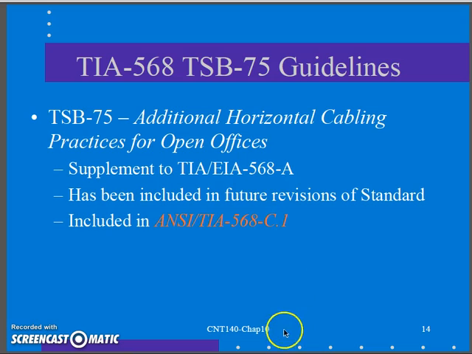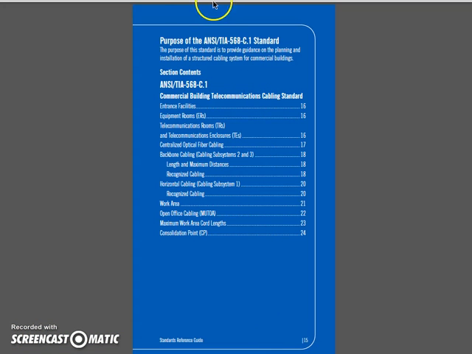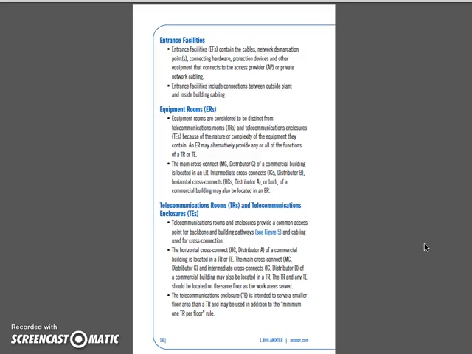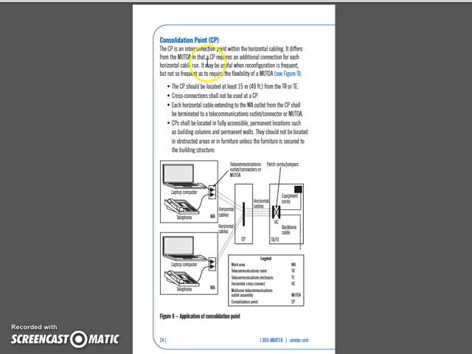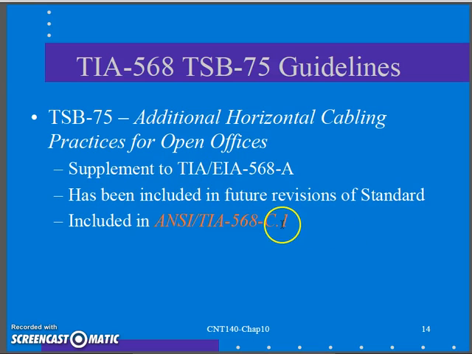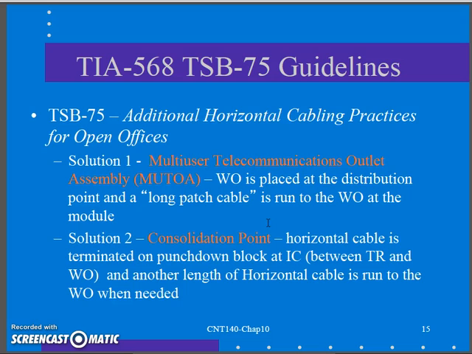Let me pop over to our standard real quick. If I go to 568C.1 and go towards the end, I will see there are provisions for open office wiring. Let me scroll down there to show you. I'm going to scroll down to the end. Here's the open office cabling, the MUTOA, as well as the consolidation point. So this TSB 75 that they talk about in the book has been incorporated into the future standards and is even part of our 568C.1 as we look at it.